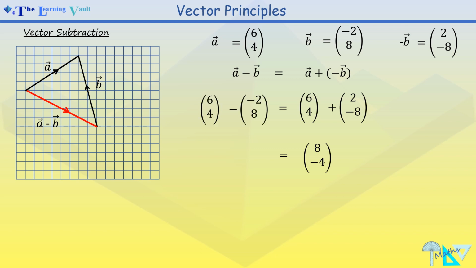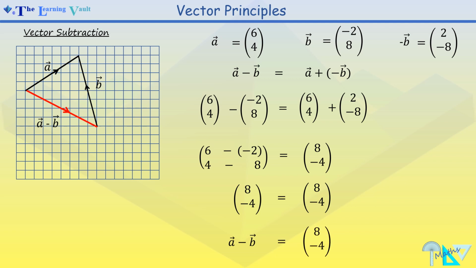Now let's start working from the left hand side. This time we have the column vector of 6 and 4 minus the column vector of negative 2 and 8, which will result in 6 minus -2 and 4 minus 8. This will still give us the column vector of 8 and negative 4, which is the same as the value we had on the right hand side. So vector A minus vector B gives us the column vector of 8 and negative 4.